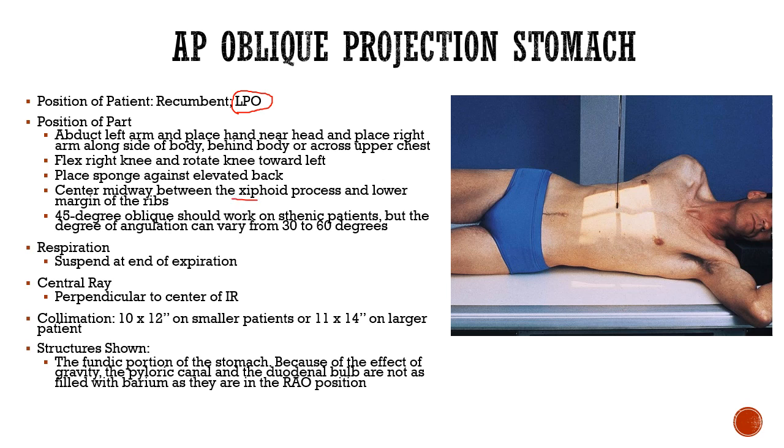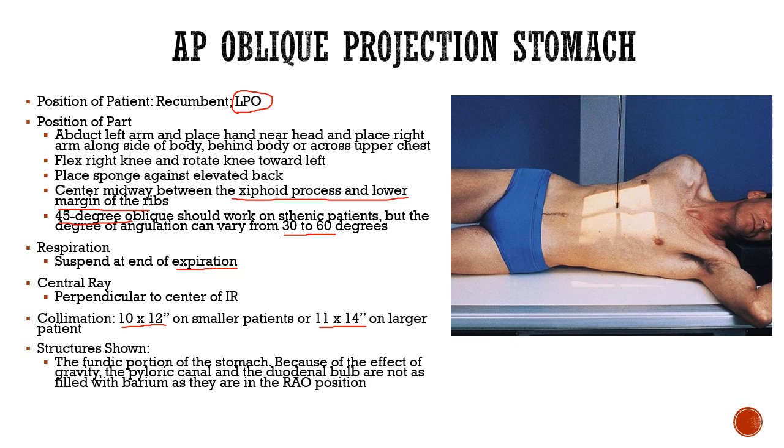Center midway between the xiphoid process and the lower margin of the ribs. And we should use a 45-degree oblique for the stomach patient. Angle can vary from 30 to 60, with 60 being for the hypersthenic patient. We want to suspend at the end of expiration, and we want to direct our beam perpendicular to the center of the image receptor. Our collimation can be 10 by 12 in smaller patients or 11 by 14 in larger patients. And we're going to see the fundus portion of the stomach.